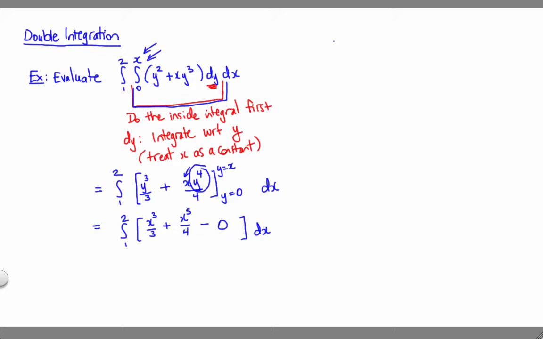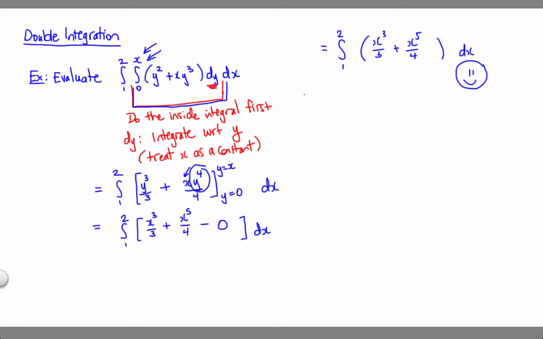Next thing I would do is just clean up the integrand. We're going to keep the outside integral on there, and the dx on there, but let's clean up what's in those brackets. X cubed over 3 plus x to the 5th over 4 is now a simpler way of writing that integrand. At this point, I'm going to write down a big happy face because we've now reduced the problem to a familiar single variable integration. This is just like a regular integration from way back when we first saw how to integrate. So we've reduced that double integral.